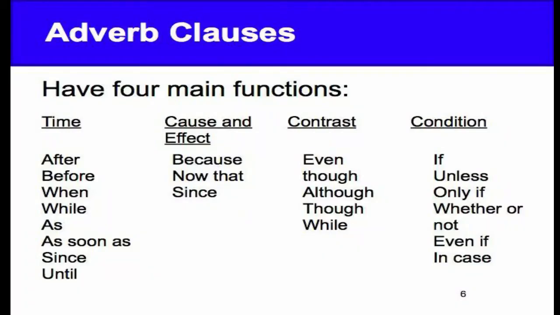So please understand we have four main functions of adverb clauses. First, time. To indicate time we have after, before, when, while, as soon as, since, until. Adverbial clauses that are based on time will begin with these words. Now adverbial clauses with cause and effect will begin with because, now that, since. And adverbial clauses with a contrast will begin with even though, although, though, while.